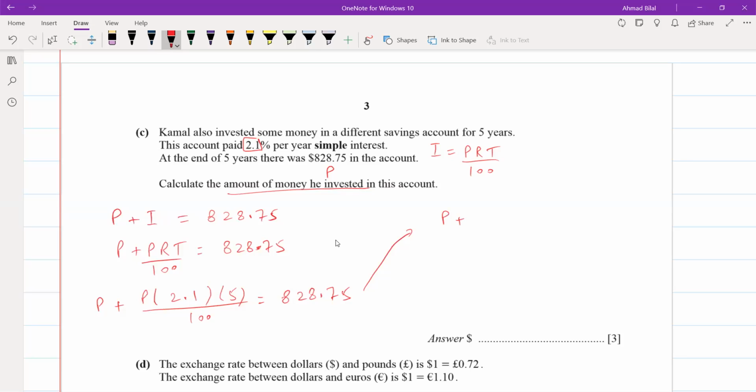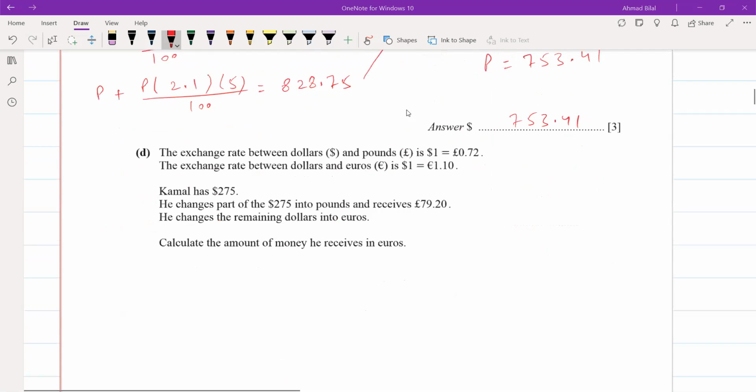P plus 2.1 into 5 divided by 100. That is 0.105 P. That's equal to 828.75. यहाँ पे हमारे पास आ गया 1.105 P is equal to 828.75 और P की वैल्यू आ जाएगी फिर 828.75 divided by 1.105 and that is 753.41. That is the amount that we get from that. All right. So this is what we have.